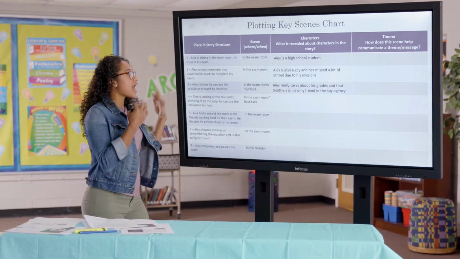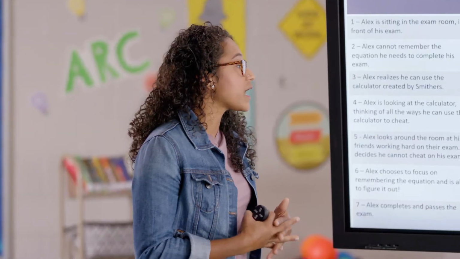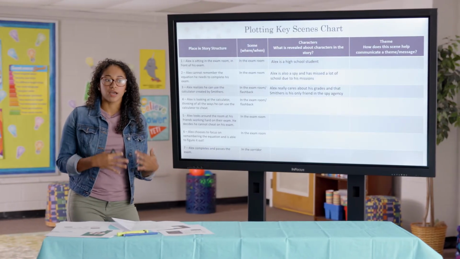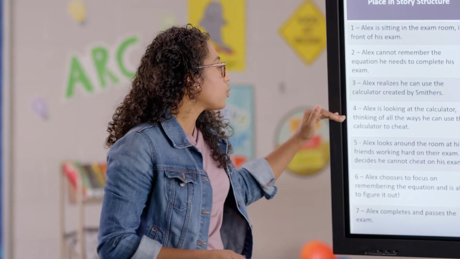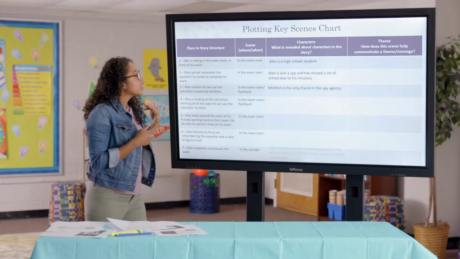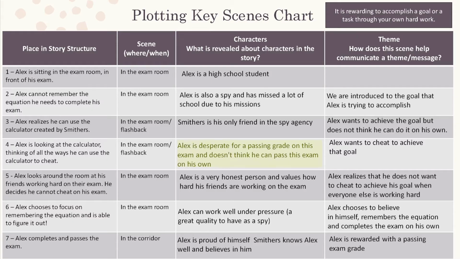Then we realize that Alex really cares about his grades and that Smithers is his only friend at the spy agency because he's thinking, I can use this calculator to help me pass because I need to pass this exam. Then, when Alex is looking at the calculator and thinking all the ways that he can cheat, we learn that he's desperate for a passing grade on this exam, and he doesn't think he can pass the exam on his own, and that he's going to have to use the calculator to cheat, and that's the only way he'll pass.